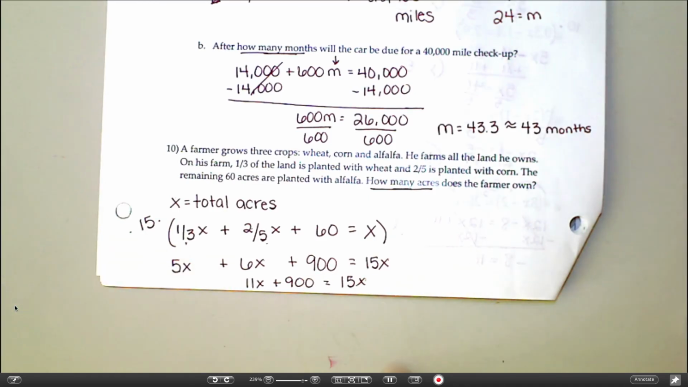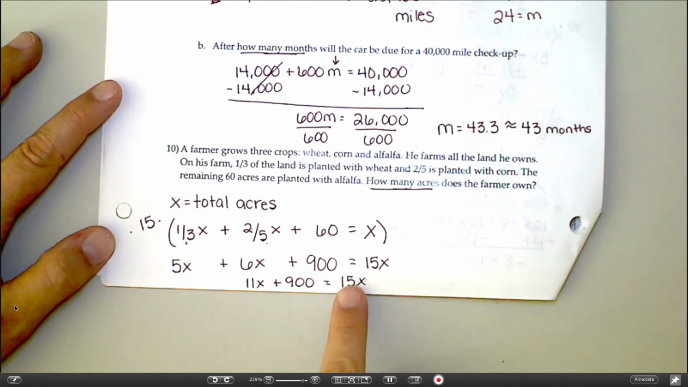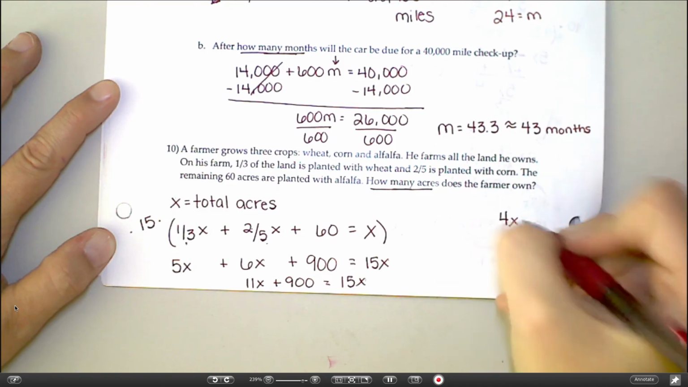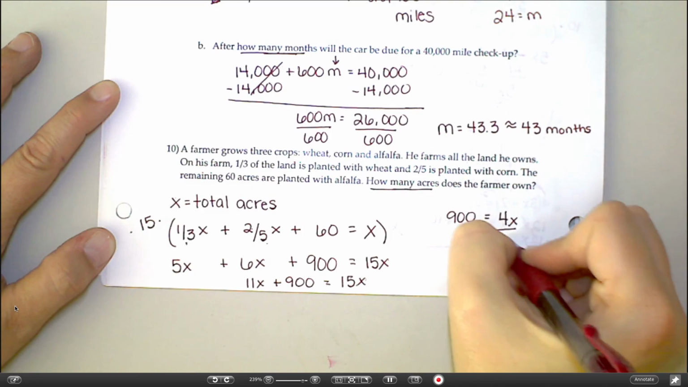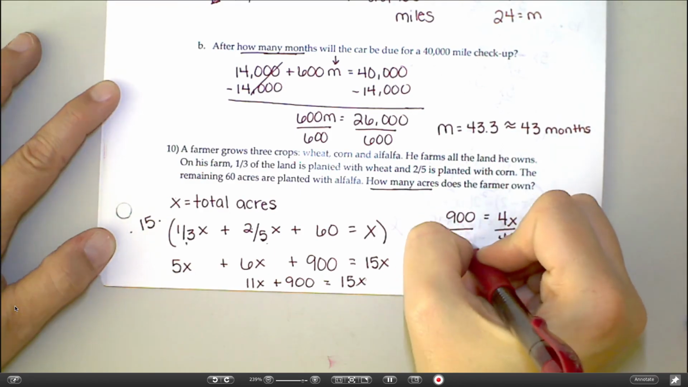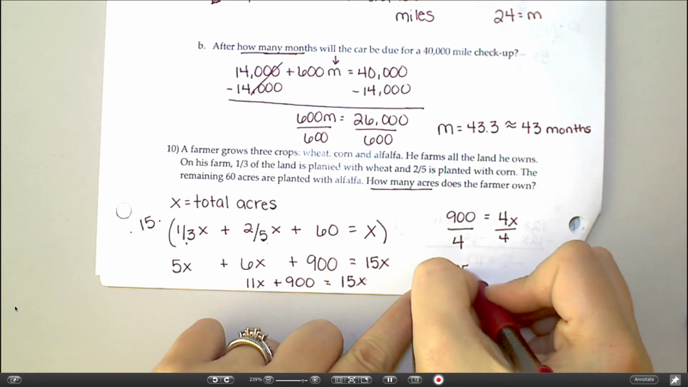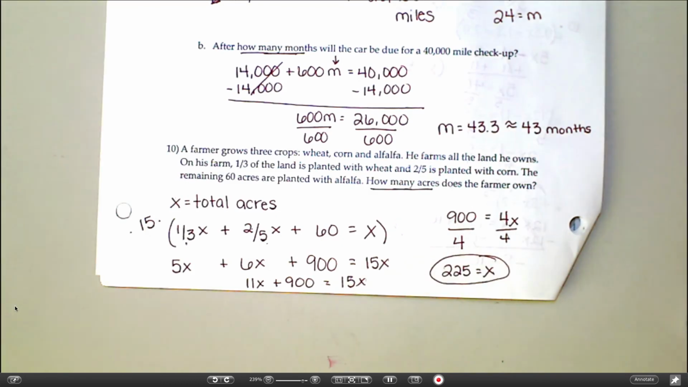And then I would take the 11x away from either side. I'm running out of space, but 15x minus 11x is going to give me 4x with a 900 on the other side. Divide by 4. You should get 225. What does that mean? Yeah, 225 acres total is what the farmer's land amounts to.